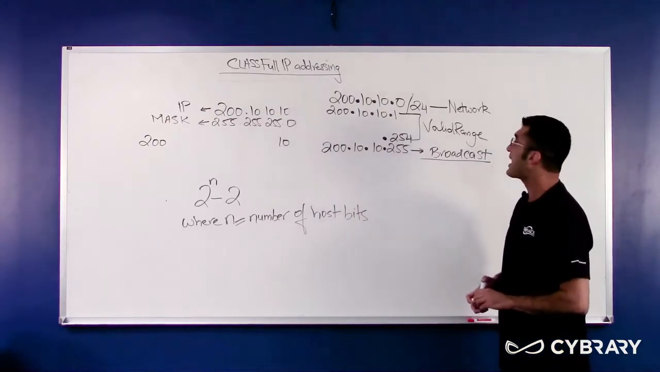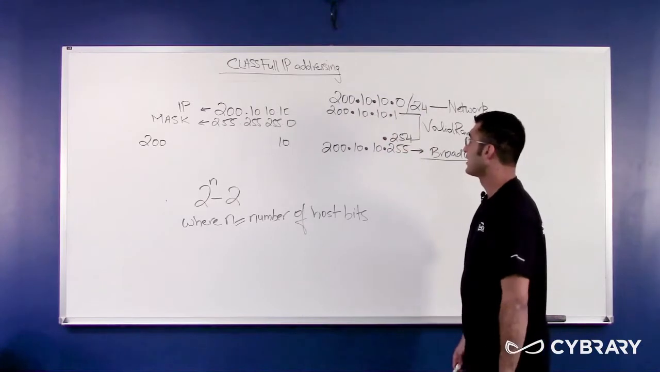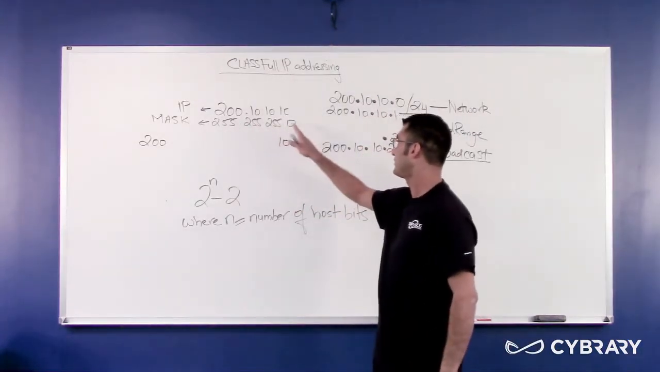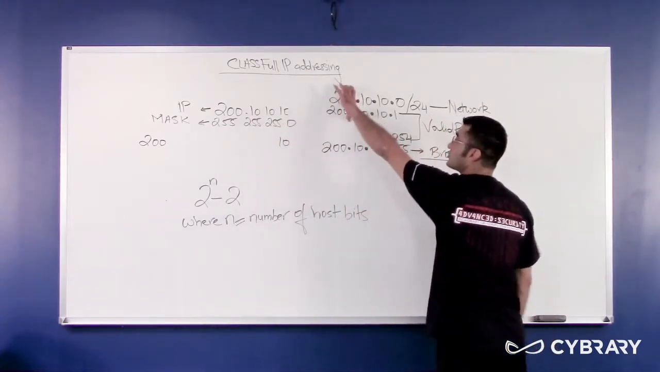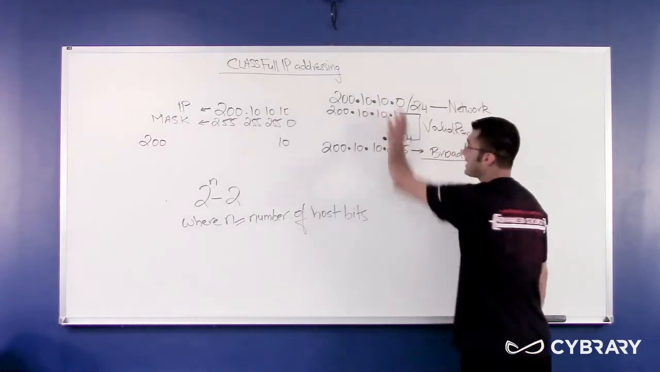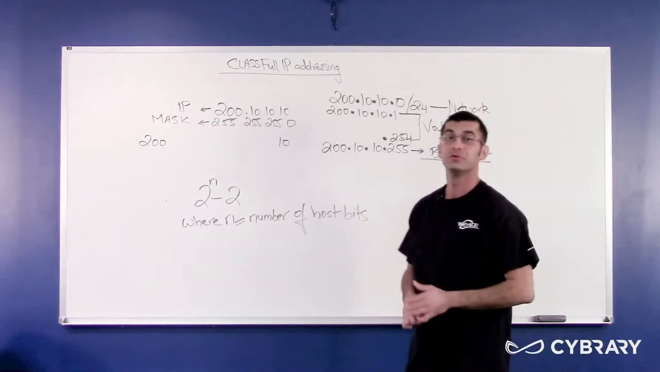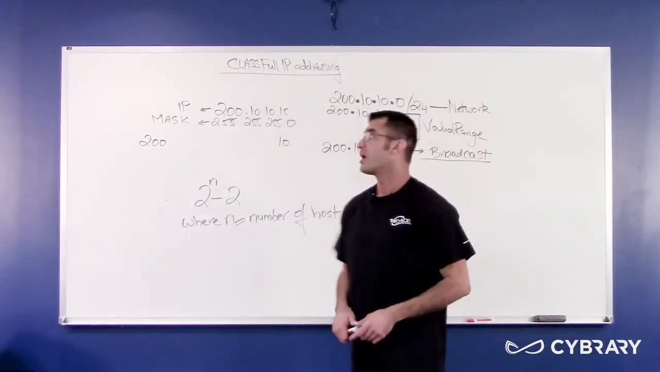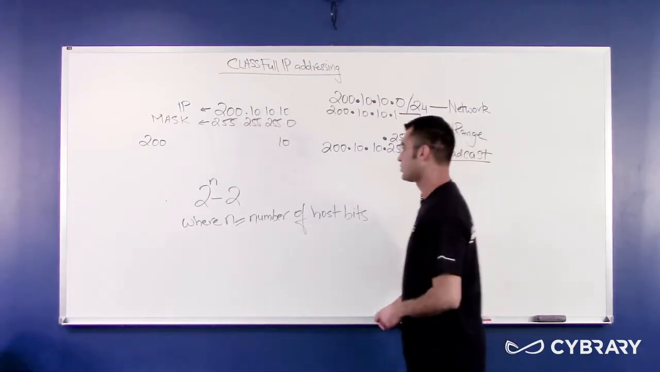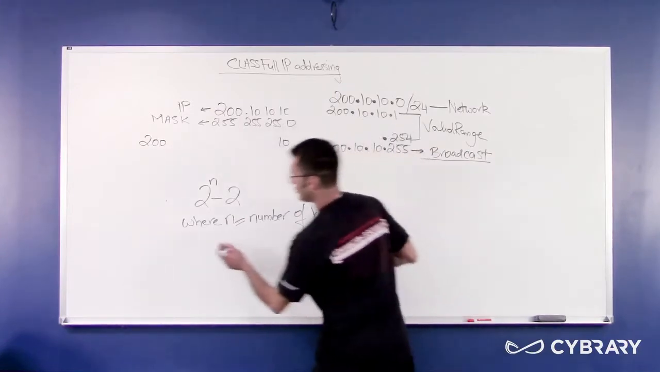How many host bits do I have in this network 200.10.10.0? Well, since the mask is 255.255.255.0, the first octet belongs to the network. The second octet belongs to the network. The third octet belongs to the network. The fourth octet, the last octet, belongs to hosts. How many bits are in this last octet? 8.